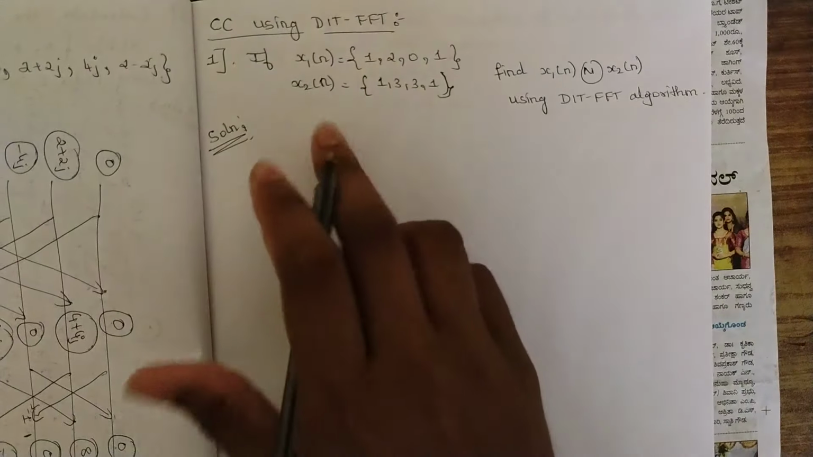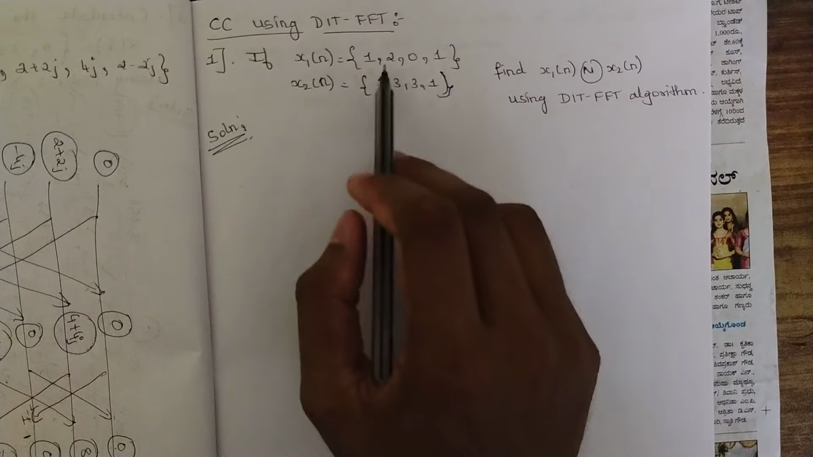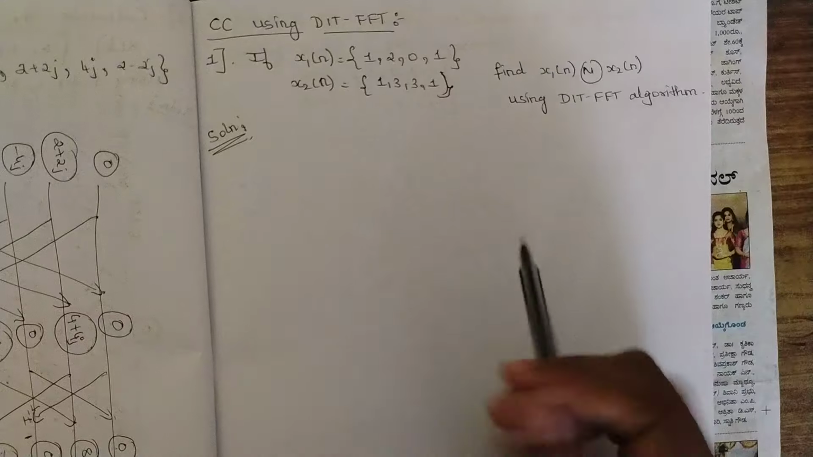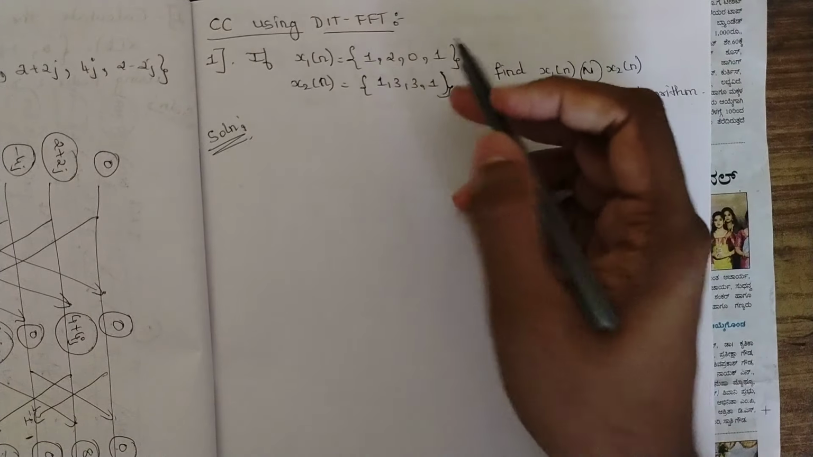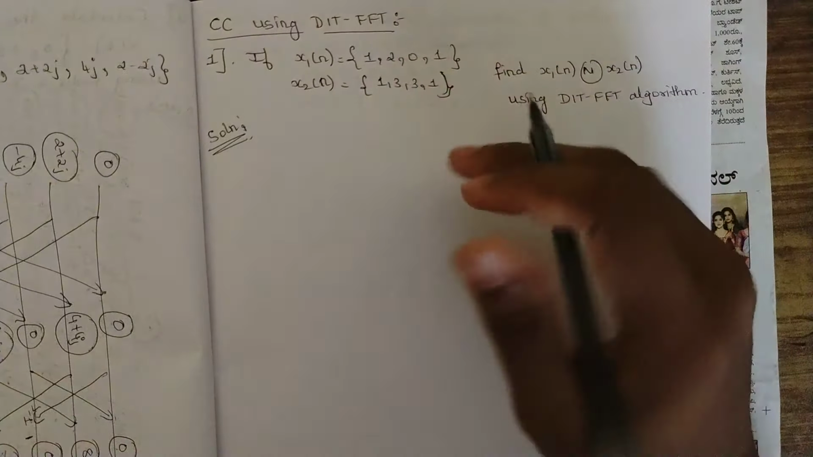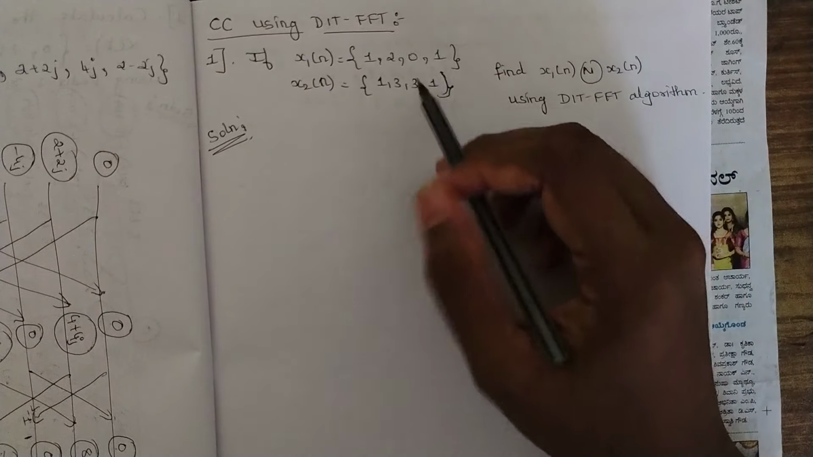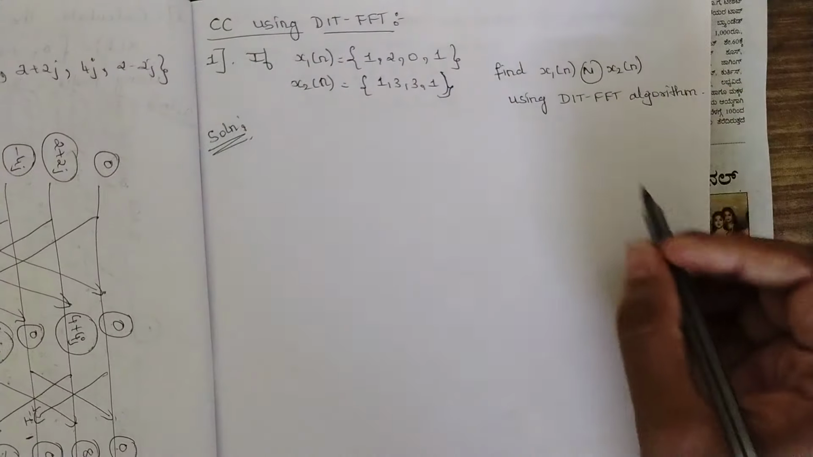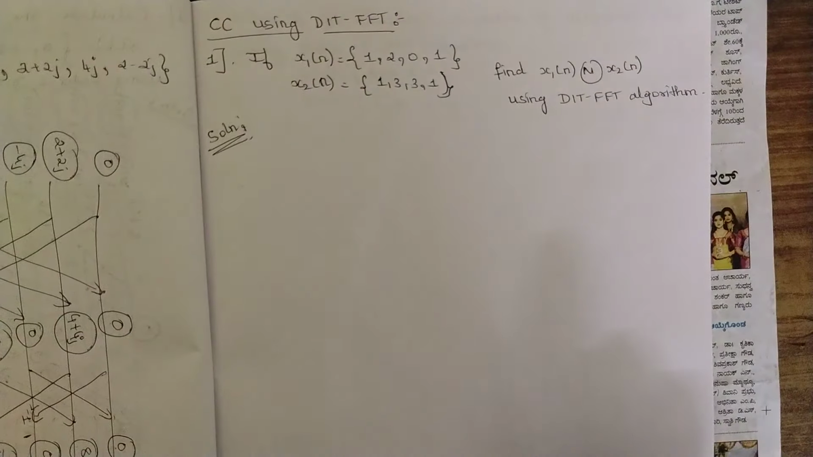So here this is the first question. These are the two sequences given, x1 of n and x2 of n. Whenever we do circular convolution, I've told you, the length of both the sequences should be the same. Here in this case it is the same, 4 and 4. So we can do the direct circular convolution here using the DIT FFT algorithm.